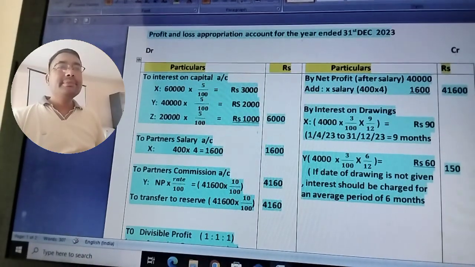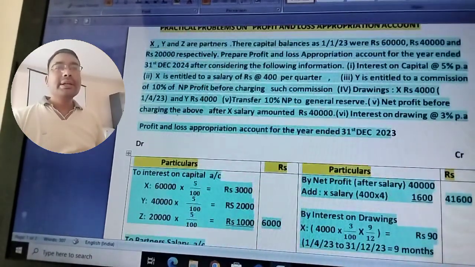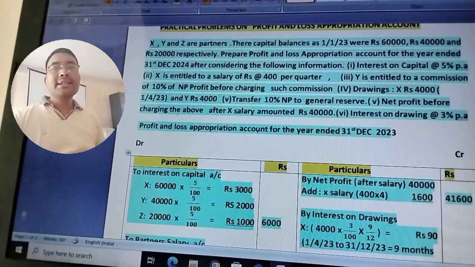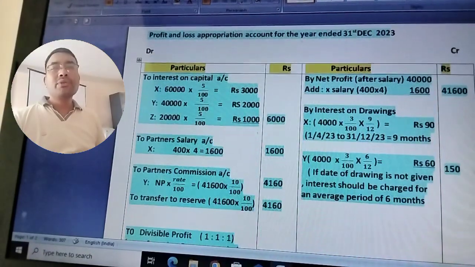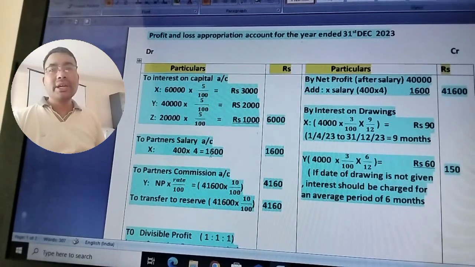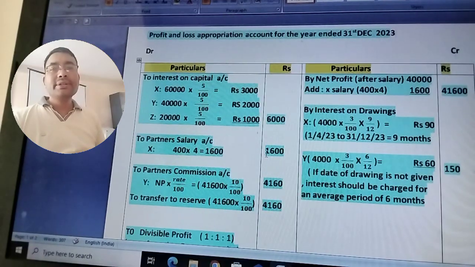Then the second item is X is entitled to a salary of 400 per quarter. Then we have to write the partner's salary. That is X, 400 into 4, that is 1600. Okay, so it is 1600.